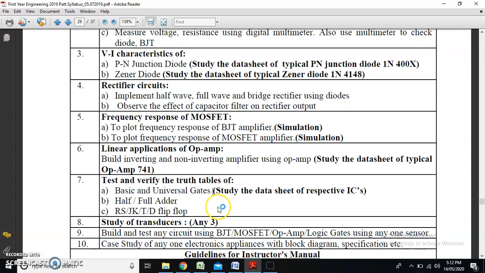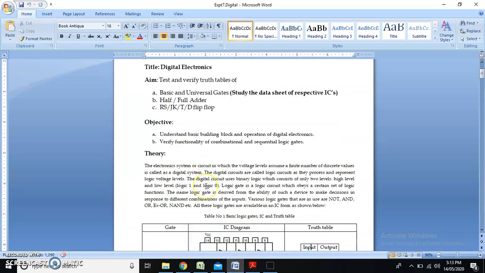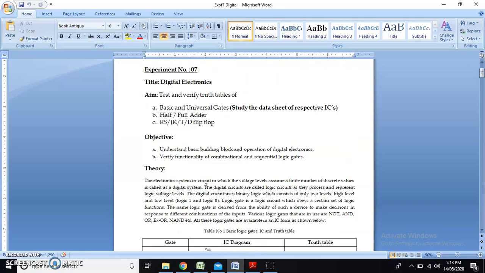So we'll go through the theory for these basic and universal gates and see what the truth tables of these gates are. And then on the virtual lab, we perform the implementation of half adder, full adder, RS, JK, T and D flip-flop. So let us open the journal first.